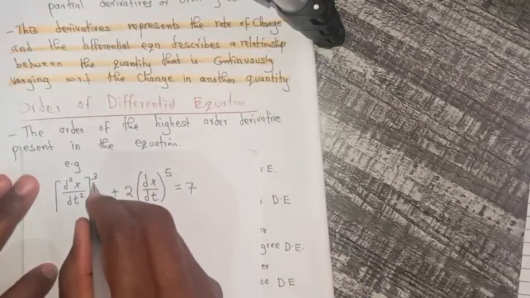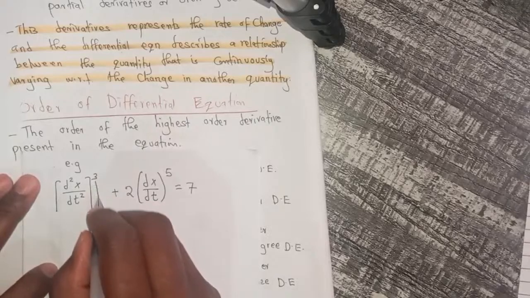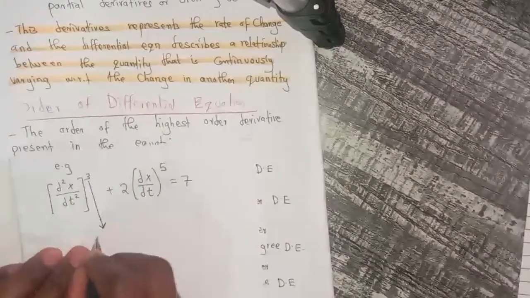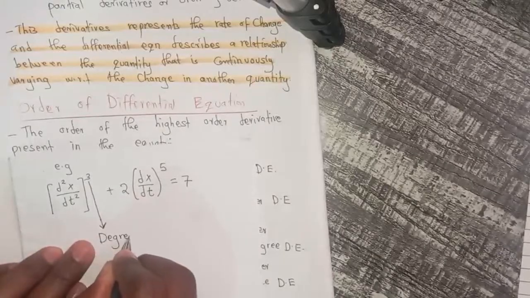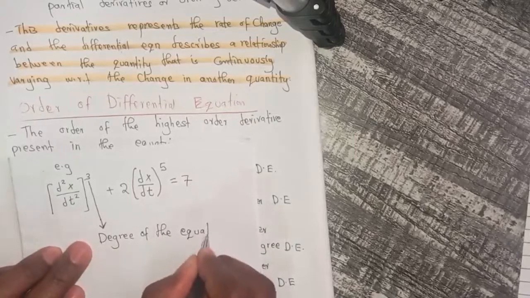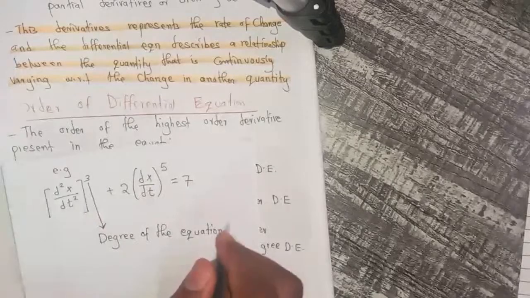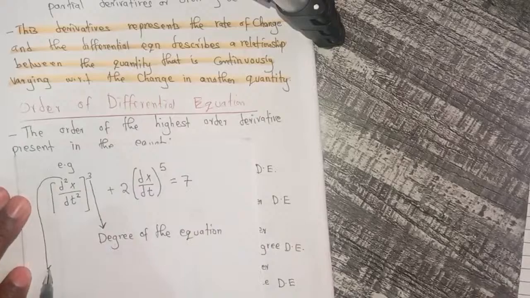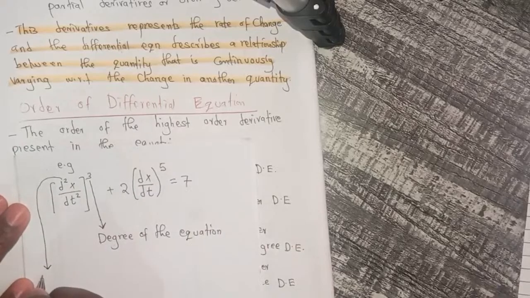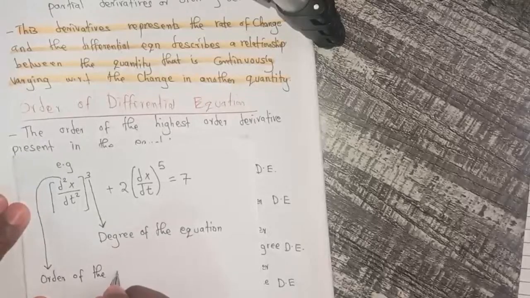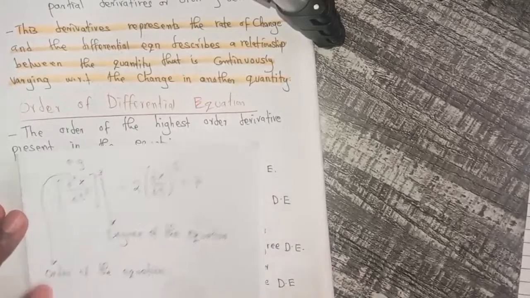So the 3 here represents the degree of the equation, while the power inside here represents the order of the equation.